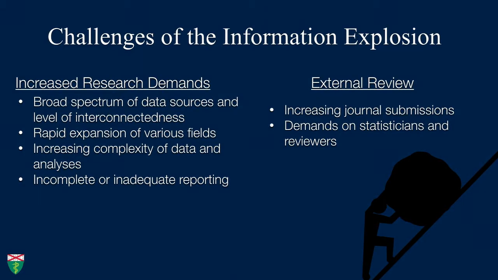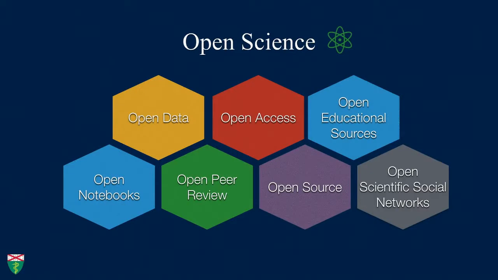In addition to all of that, because there's all this data out there, there's tons of research going on. And because the submission process has gotten easier as we become more electronically savvy, there are increasing journal submissions. That, in turn, creates demand and pressure on statisticians and reviewers, and they don't really have the time to truly review a lot of this stuff. All of these things contribute to this reproducibility problem. So we're going to talk about open science. What's the idea behind open science?